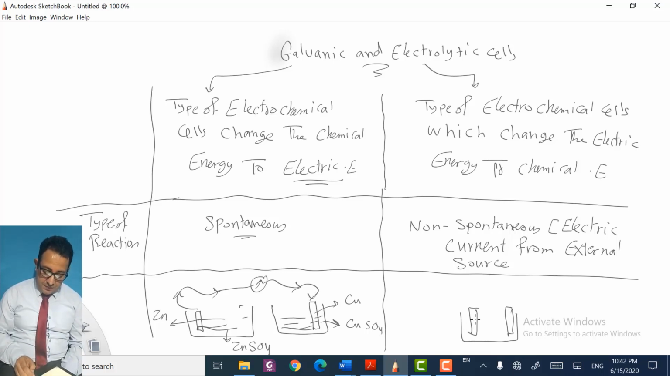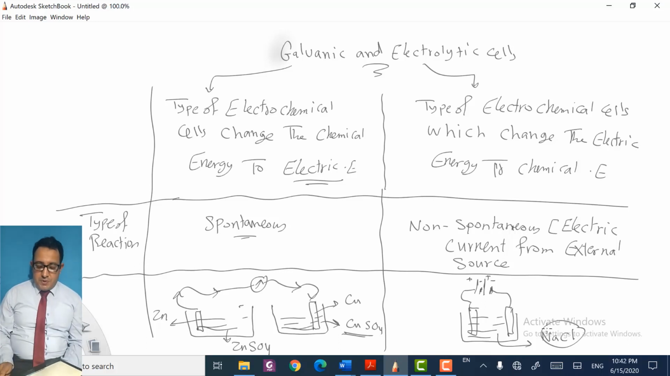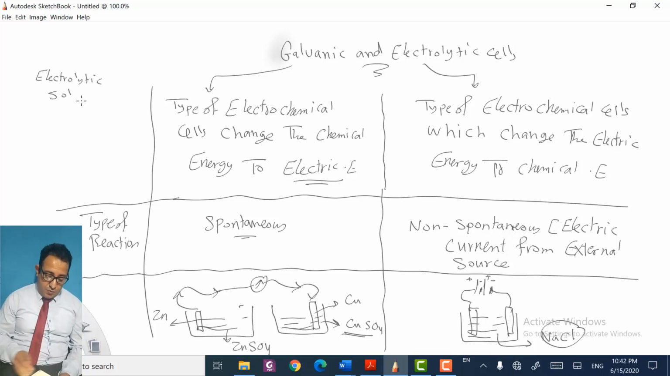I will explain it. But for the electrolytic cell, we have two different electrodes, maybe carbon, connected with the battery, negative and positive. And we have an electrolytic solution, such as sodium chloride. Firstly, what's meant by electrolytic solution? Copper sulfate and sodium chloride are also electrolytic solutions.